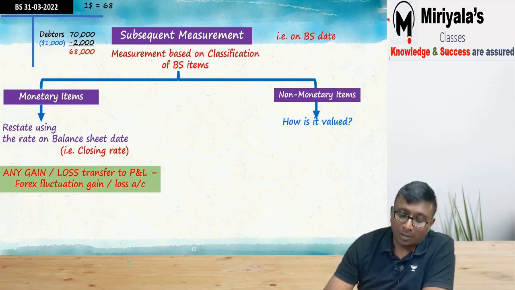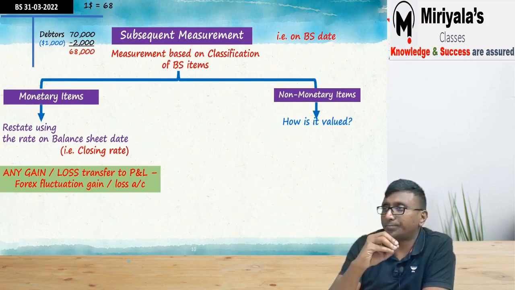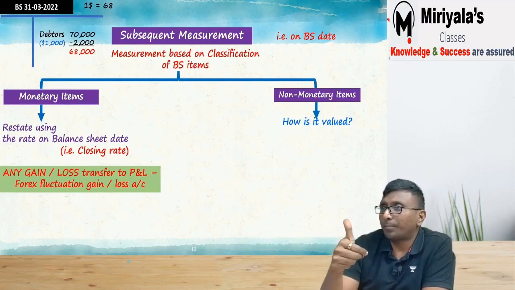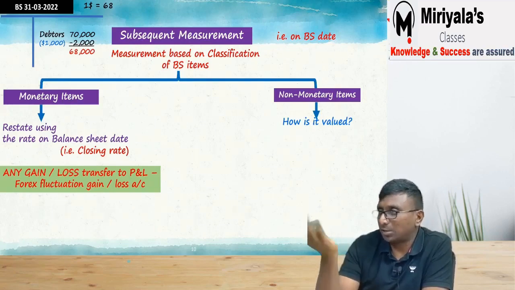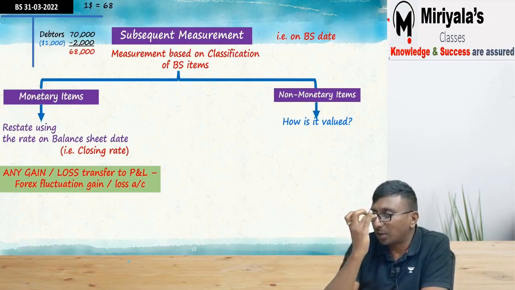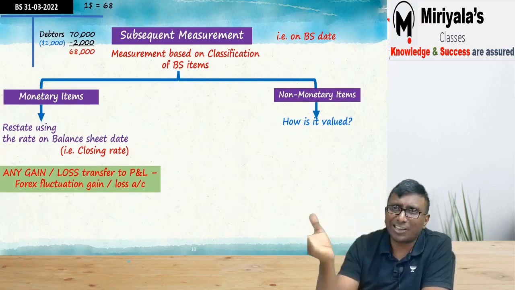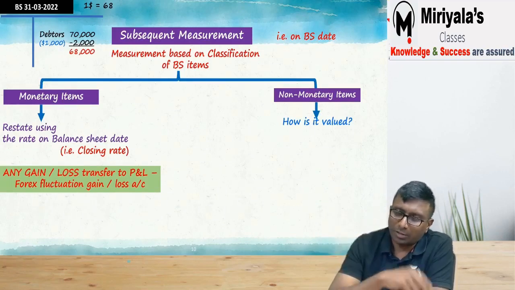Next item is what? Non-monetary. Non-monetary examples are what? PPE, inventory, prepaid expense. So yes, non-monetary. Advance from customers. Those things. Correct? Right. Intangible asset, investment in equity share. Yes or no? Yep. Perfect.